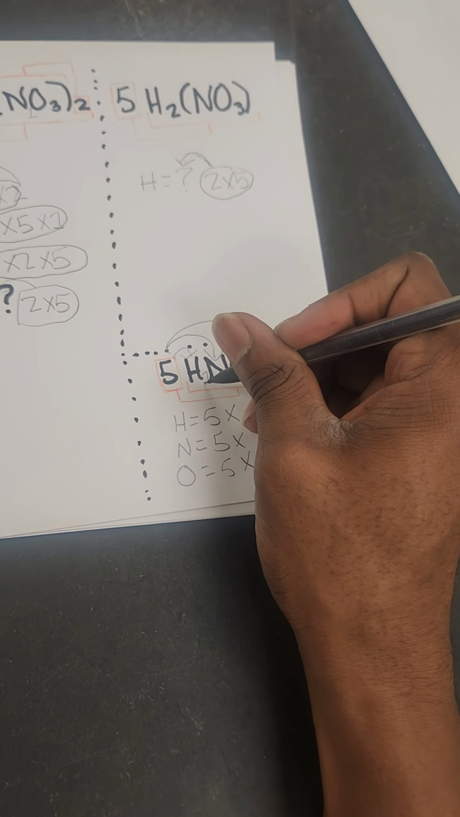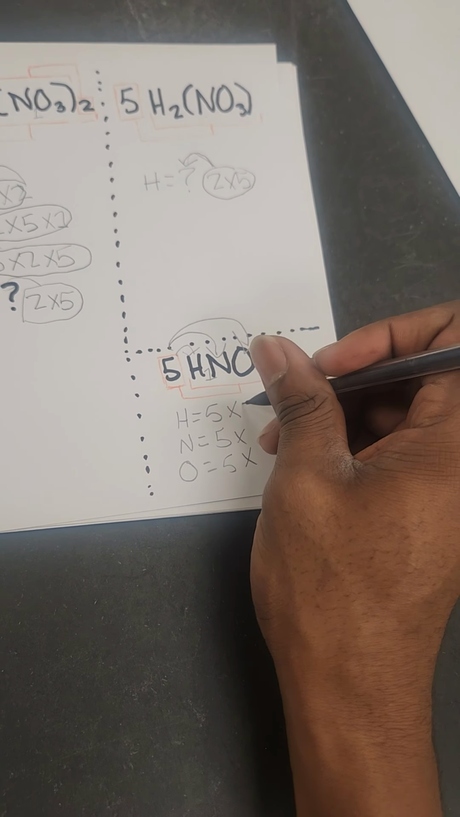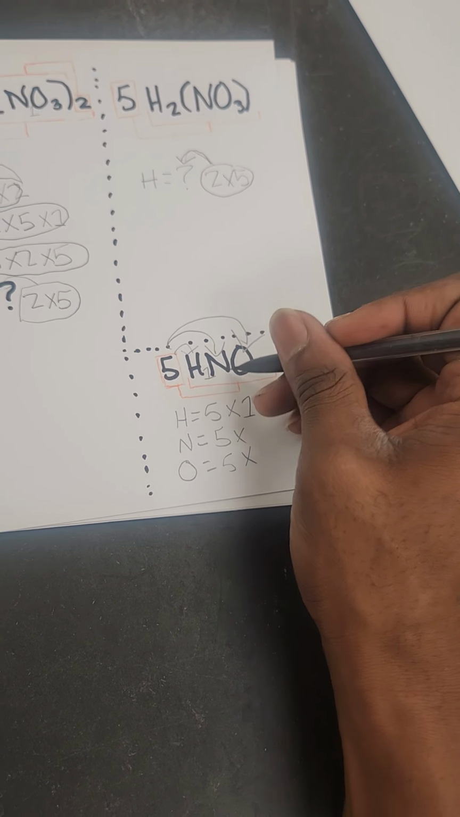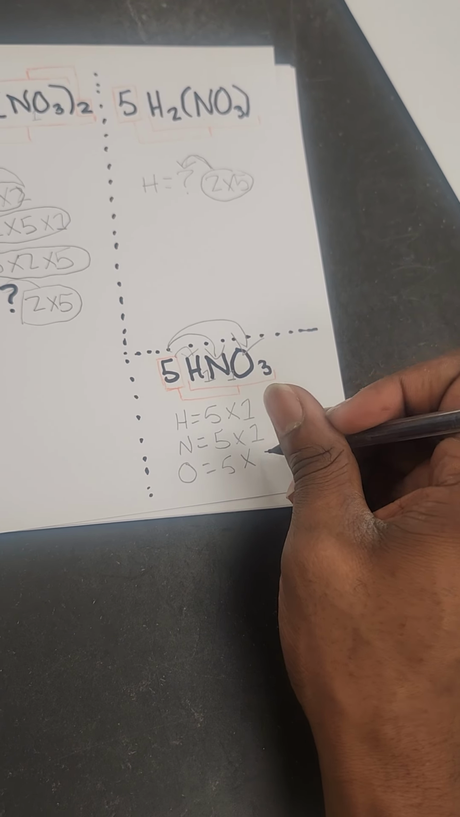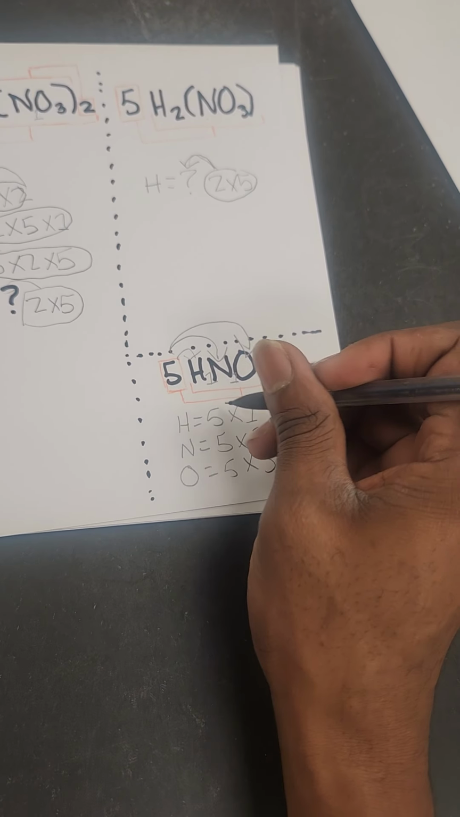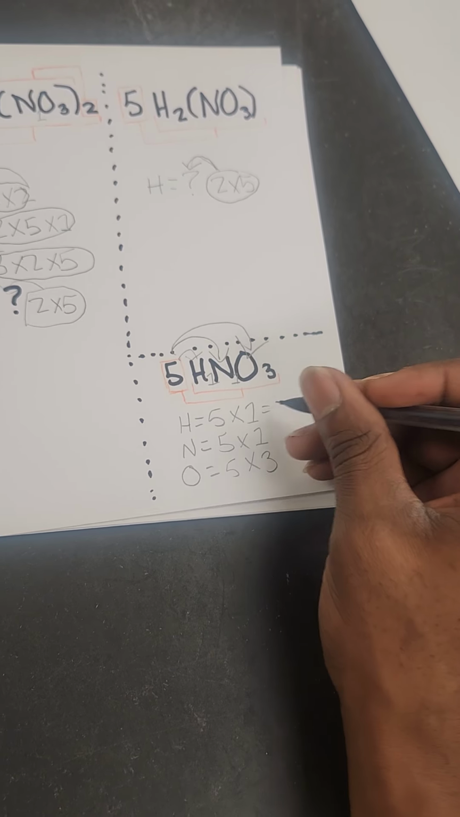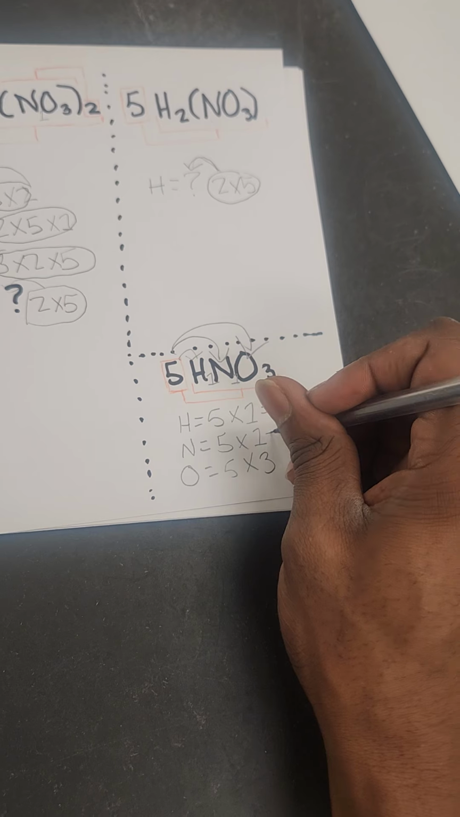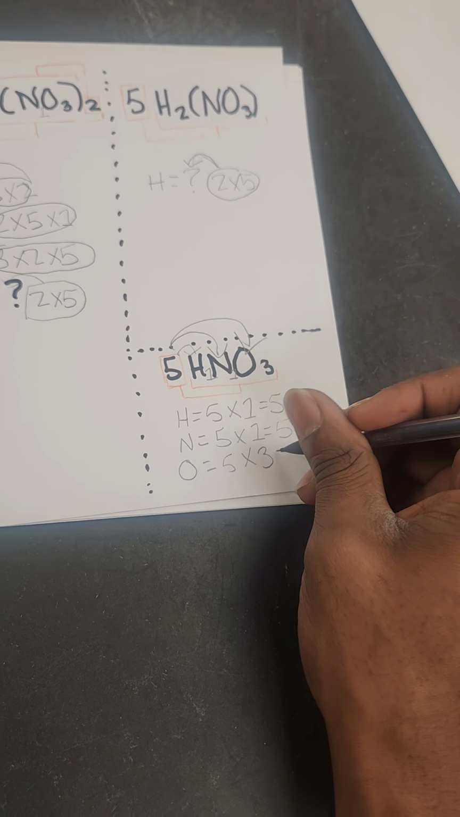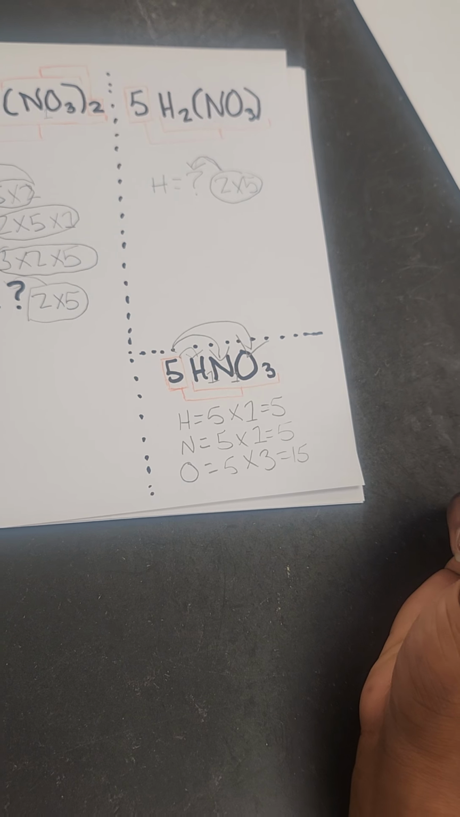Notice that there is no number with the hydrogen for the subscript, so we multiply by 1. Same thing for the nitrogen, so we multiply by 1. There is a number for the oxygen, and it is 3, so we multiply by 3. That will get us our answer. 5 times 1 is 5. 5 times 1 is 5. 5 times 3 is 15. The end.